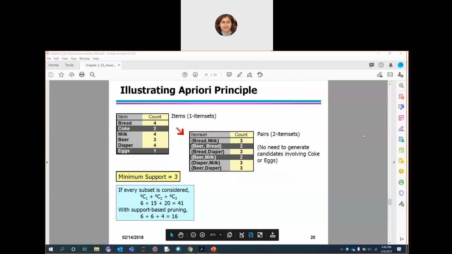Do you have any question up to this point? How does 6C2 equal 15? Actually, it's combination. If you have 2 items, how many possible candidates will be there? So it is just considered in that way.